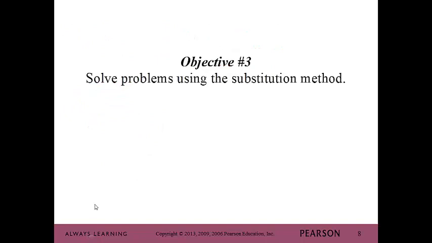Okay, objective 3 is now solve problems using the substitution method. And these problems, of course, will be word problems. So let's go again to our books, this time to page 295. And let's look at number 36. And it says, write a system of equations modeling the given conditions. Then solve the system by the substitution method and find the two numbers. And for number 36, it says, the difference between two numbers is 25. 2 times the larger number is 12 times the smaller number. Find the numbers.